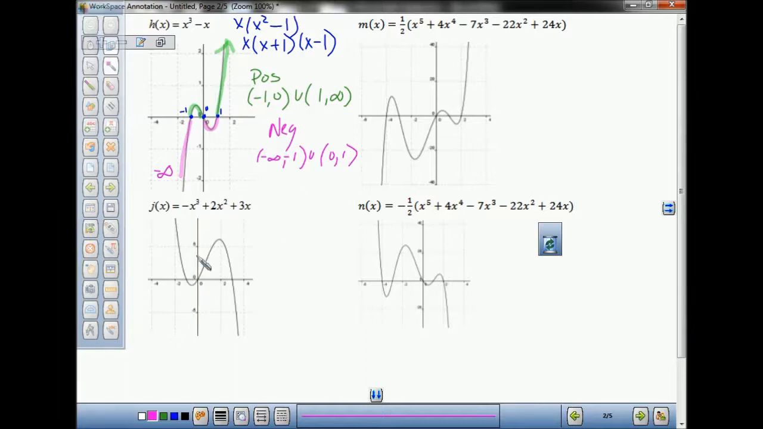Now this next one, I can see the zeros. They're here, here, and here. It appears it's -1, 0, and +3.